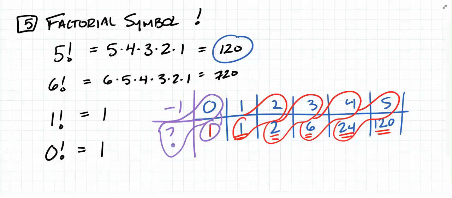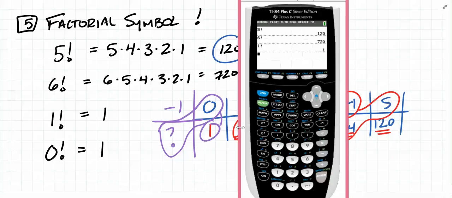Isn't that interesting? So here's the cool thing. If you check the calculator and you say, hey, calculator, what is -1? You put it in parentheses, and then you ask for the factorial symbol for the calculator, option number 4. Check it out. It's going to be very upset with you and say error domain, meaning that it's not possible. Okay? So I wanted to point that out to you.